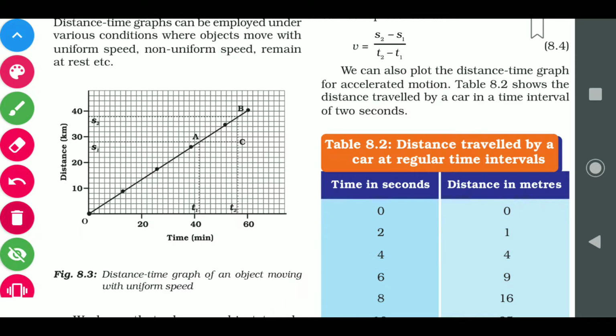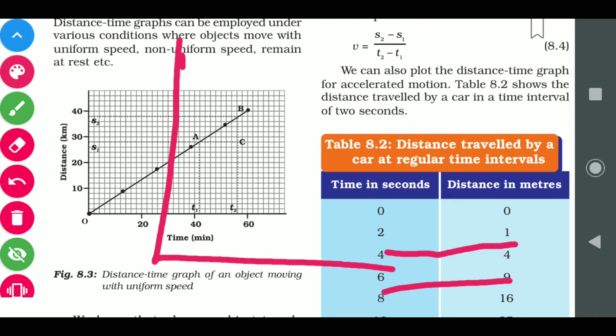So this is the nature of the graph when velocity is uniform. Now let's discuss if the velocity is not uniform. At t equals 0, it has traveled 0 meters, obviously at the origin at rest. In 2 seconds it travels 1 meter, in another 2 seconds it travels 4 meters, then in the next 6 seconds it travels 9 meters. How will we plot this type of graph?